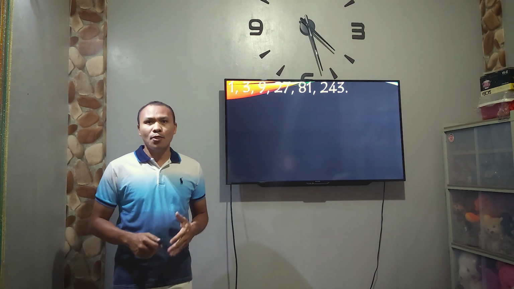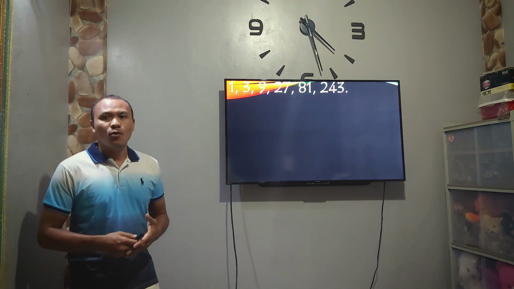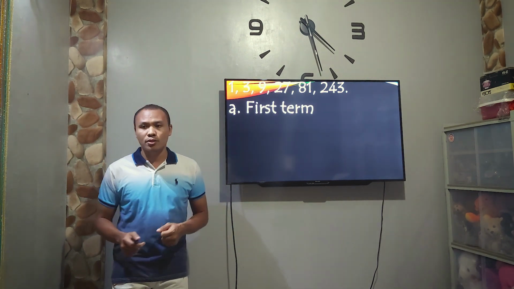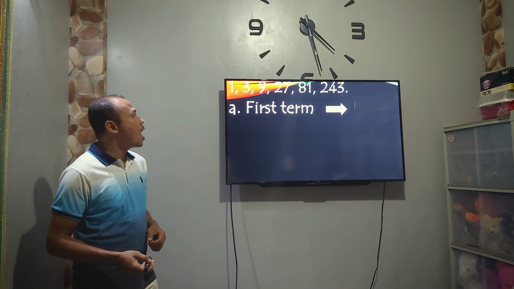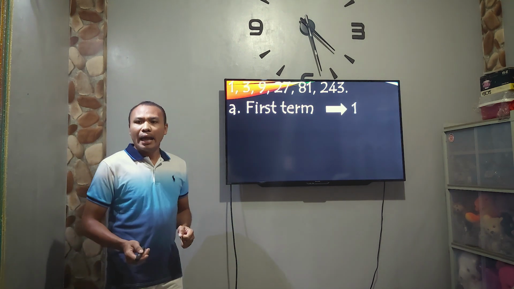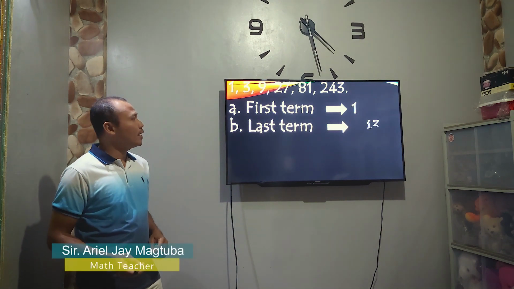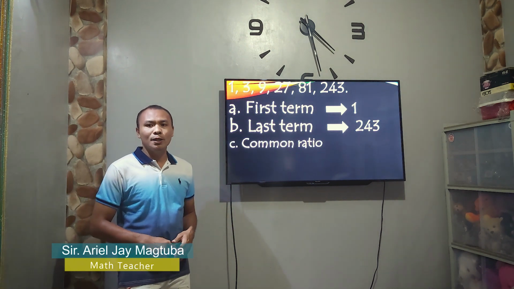We have 1, 3, 9, 27, 81, and 243. Again, let's identify the first term. So what is the first term? Of course, it's really 1. And the last term is 243.